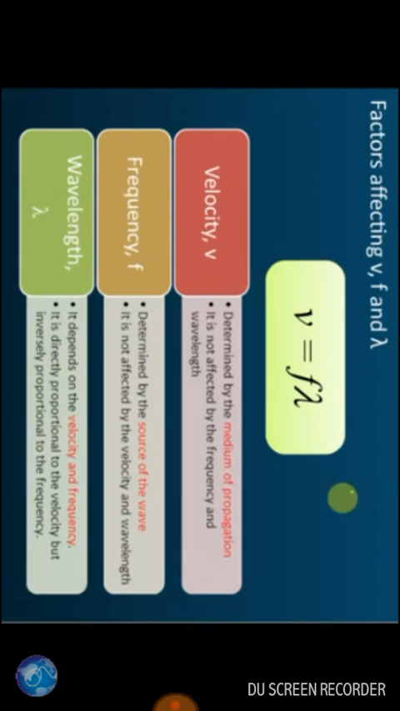If they ask you to plot the graph for lambda against v and lambda against f, since lambda is directly proportional to v, you will get a straight line that passes through the origin. And if it's inversely proportional, then it will be a curve like this. This may come out, usually in objective questions. They give you a few graphs and ask which one is correct. So lambda against v is a straight line passing through the origin because they are directly proportional, and lambda against f is a curve like this.